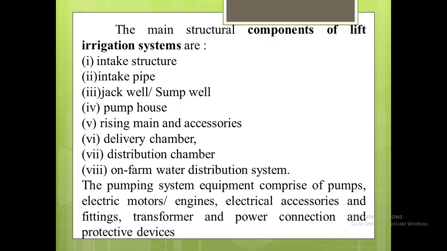Then the on-farm auto distribution system is the system available on the farm to provide the water to the crops.